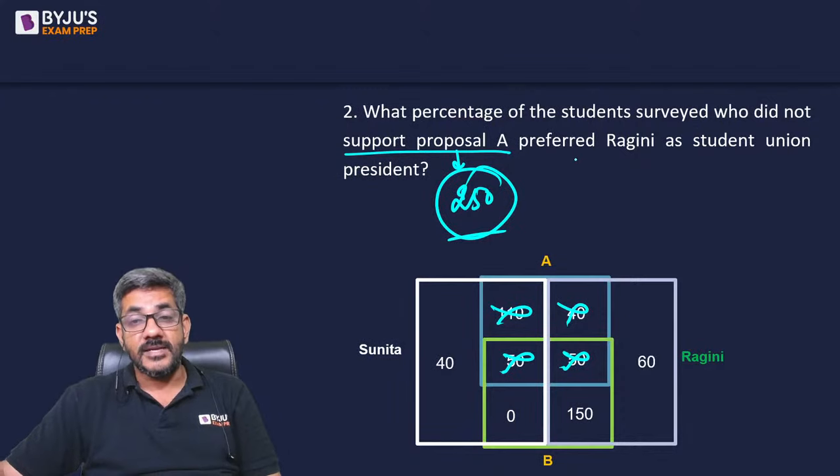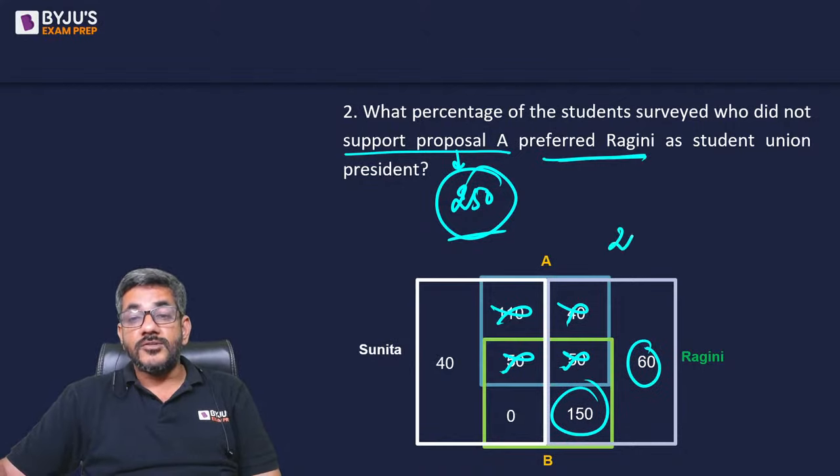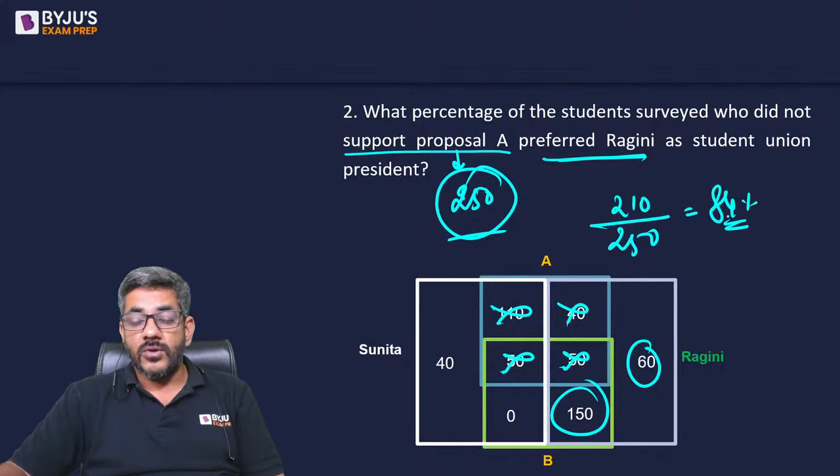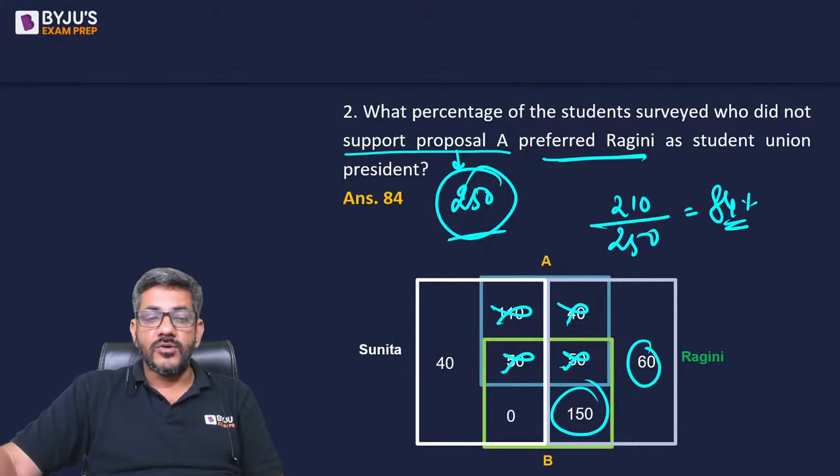Among these people, he says, how many preferred Ragini? So how many preferred Ragini? 150 plus 60, 210. So out of 250 people, 210 preferred Ragini. Once again, 200 is 80%, 10 is 4%. So what percentage of the people supported Ragini? My answer is 84% of this. Please write it in the chat box.